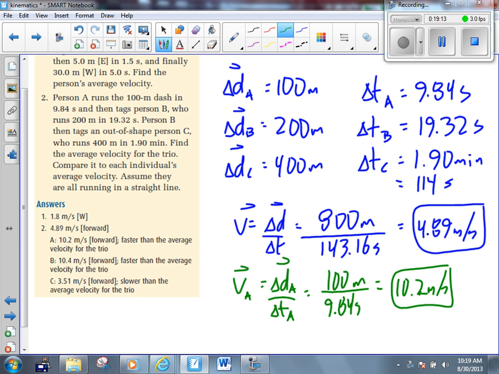Now, we use the same method to find the average velocity for person B. We find that it's 10.4 meters per second. It's actually faster. Why do you think someone can run a 200-meter run at a bit of a higher pace than a 100-meter run? Even though it's further, their average velocity can be greater, usually is greater for 200 meters than for 100 meters. Any idea why?